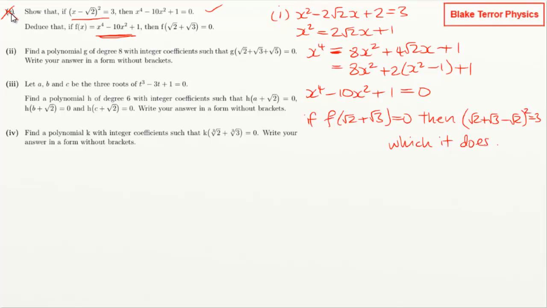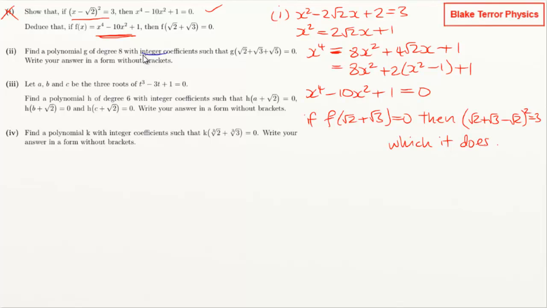Part 2, find a polynomial g of degree 8 with integer coefficients. Right, so again, we're sticking with these integer coefficients, such that g of root 2 plus root 3 plus root 5 is equal to 0. Write your answer in a form without brackets. Right, two things are jumping to mind now on this.